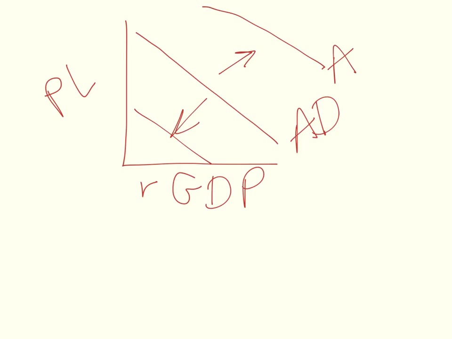The determinants of the aggregate demand curve center around the four components of GDP. If there is a change in consumer spending, if there is a change in investment spending, if there is a change in government spending, or if there is a change in net export spending, the aggregate demand curve will either shift to the left or to the right, depending if there's a decrease or increase in aggregate demand. A table of the determinants of aggregate demand can be found on page 190 of your textbook.